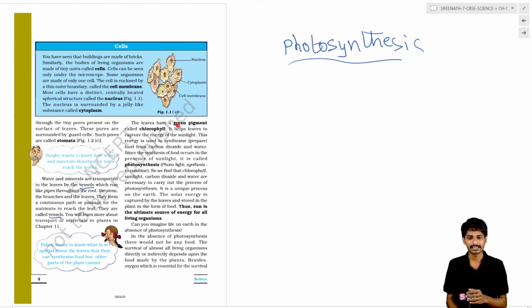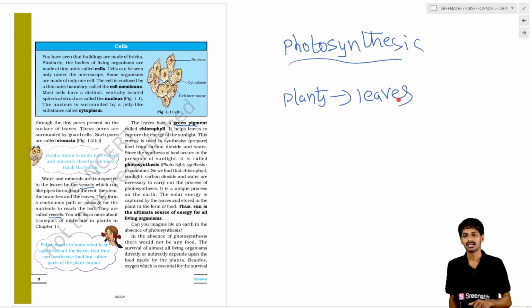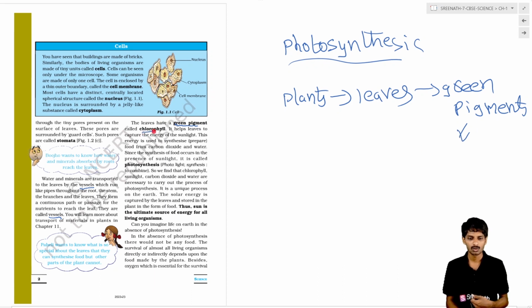Plants contain a green pigment. Basically, plants have leaves, and these leaves have green pigments. Those green pigments are called chlorophyll. So in the process of photosynthesis, what happens? The food is prepared in the chlorophyll.